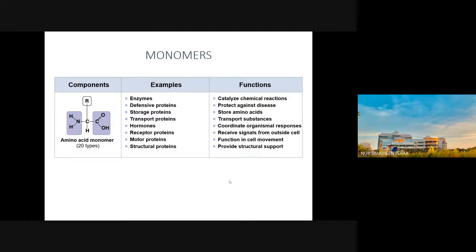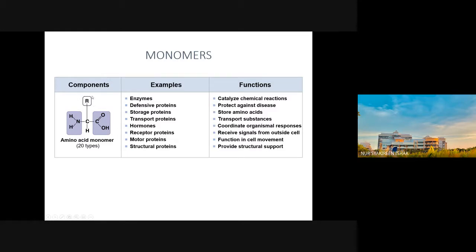So in this table it shows you the different types of monomers that make up the macromolecules in your cell. Okay, so here we will have the amino acids. Okay, amino acid monomer, there are 20 different types of amino acid which depends on their side chain. R is a side chain. Okay, side chain.